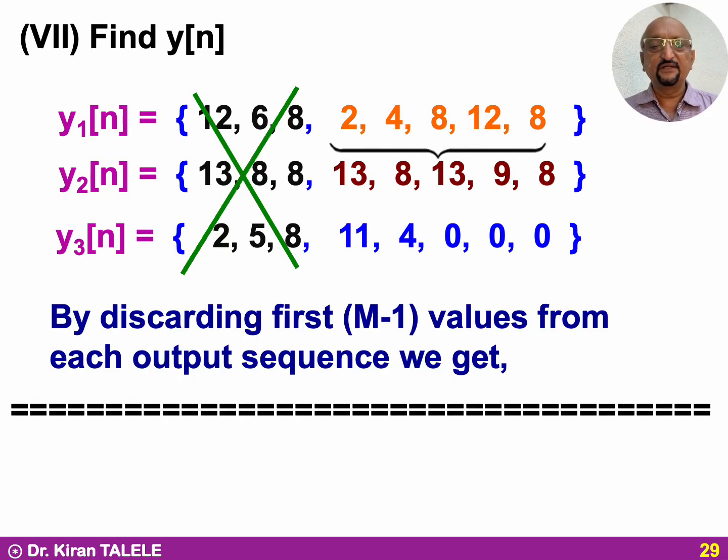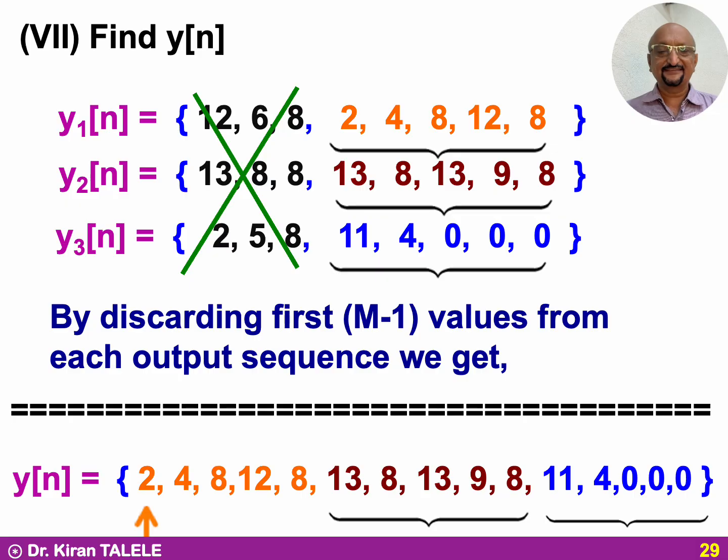So first we'll save 2, 4, 8, 12, 8. Then we'll save 13, 8, 13, 9, 8. Then y3 of n: 11, 4, 0, 0, 0. And we'll get this answer. This answer is exactly the same as what we obtained using the linear convolution formula method as well as the overlap add method. So every method will give the same answer.